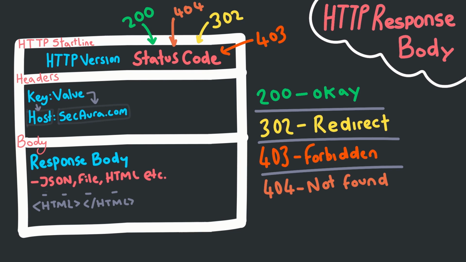Finally, we have our body in the response. This could be anything really that we've requested, an image, it could be binary, it could be the HTML file we've requested, CSS, JavaScript, etc. Anything like that will be returned in the body of the response.